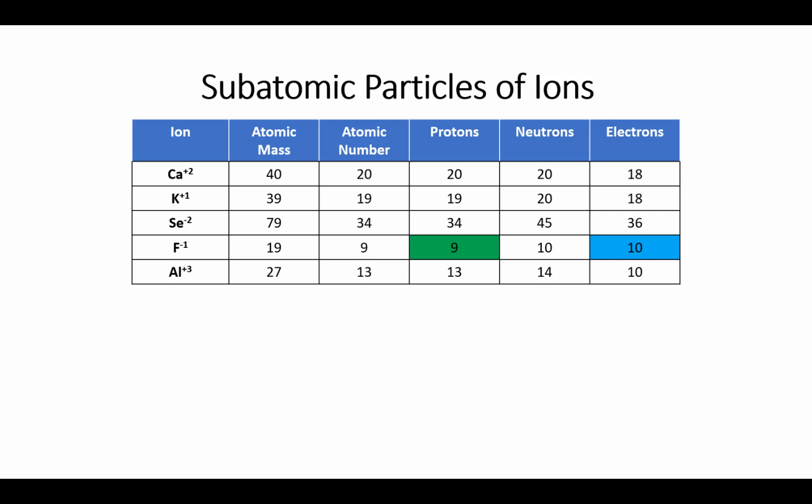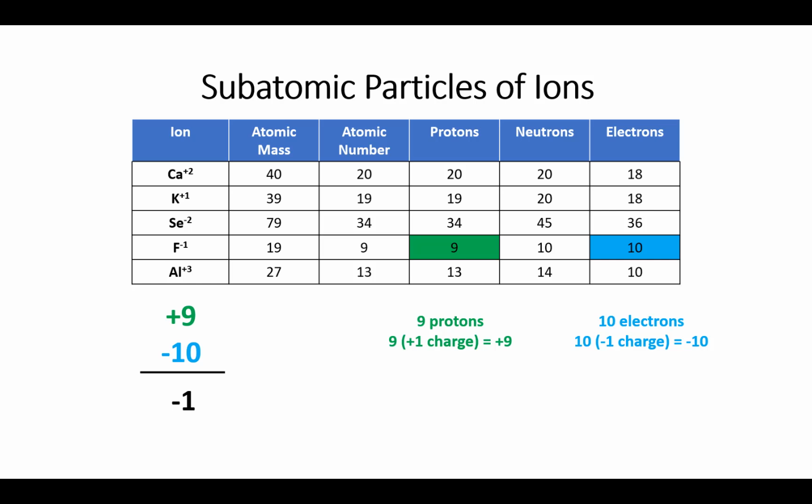So, just breaking it down, where did the charge come from? 9 protons gives us a nucleus with a +9 nuclear charge. 10 electrons, each of them having a -1 charge, is a -10. Let's add these things together. +9 from the protons, -10 from the electrons. That's an overall charge of -1. And there we see the fluoride with a -1 charge. It's just that easy.